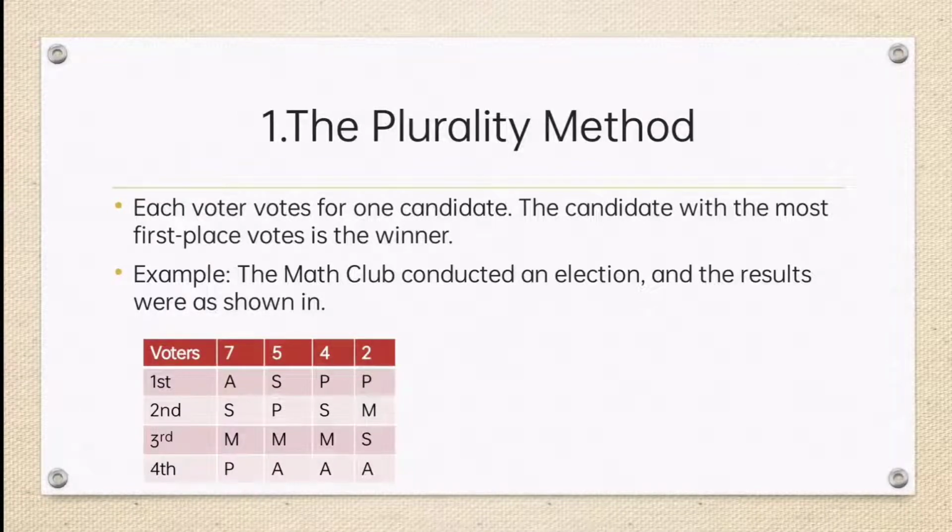Since plurality counts only first place votes, we can see that A got 7 votes in column 1 with A at the top. S got 5 votes in column 2 and P got 4 plus 2 equals 6 votes. Mushroom was never at the top, so it got no votes.